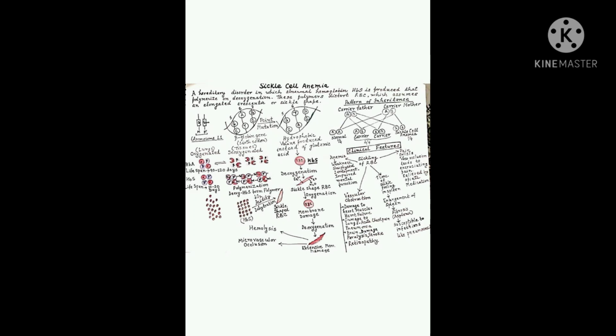Sickle cell anemia is a type of anemia. It is a hereditary disorder. Now, in order to understand sickle cell anemia, first of all, we should know the function of hemoglobin. We should know the structure of hemoglobin.